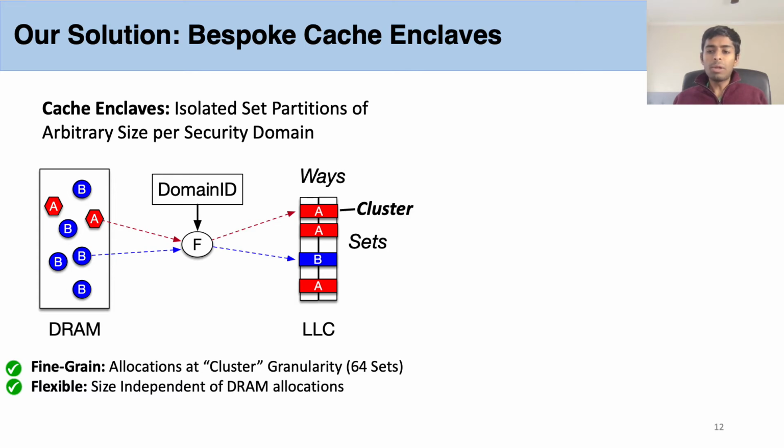The cache enclaves allocated to a domain can also be sized independent of the DRAM allocations. So they are flexible, unlike page coloring. Lastly, our framework supports up to 512 bespoke cache enclaves in the cache simultaneously, which is much larger than the 16 to 32 domains supported by way partitioning. So our solution supports all our goals for cache partitioning.